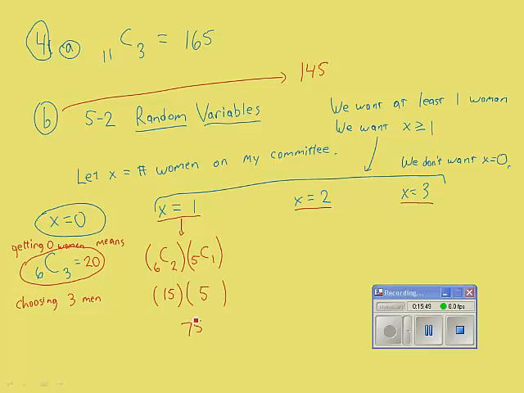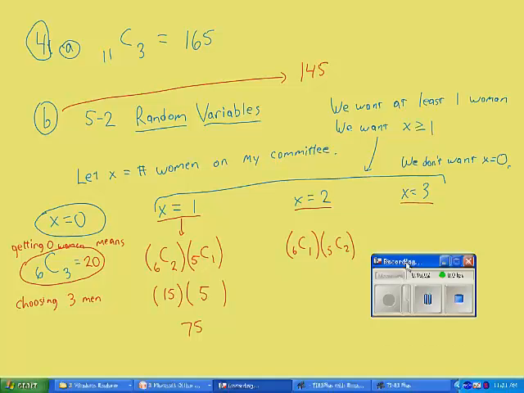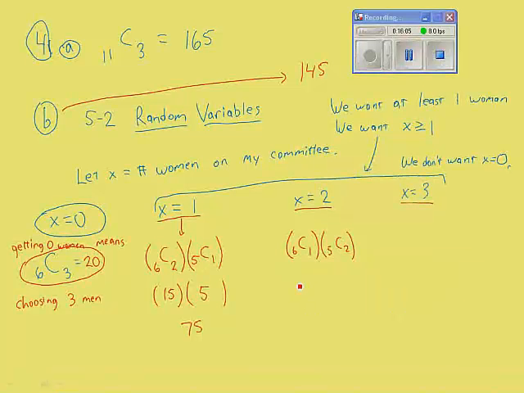But see, we also want to count the committees that have, let's see, 1 man and 2 women. So let me do that. That'd be 6 choose 1 and 5 choose 2. Oh, wait a minute. 6 choose 1? I know what that is. What's 6 choose 1? 6. Now, I actually know 5 choose 2 also. Do I want to go into why I know that? Probably not. 10. 5 choose 2 is 10. So this is 60.